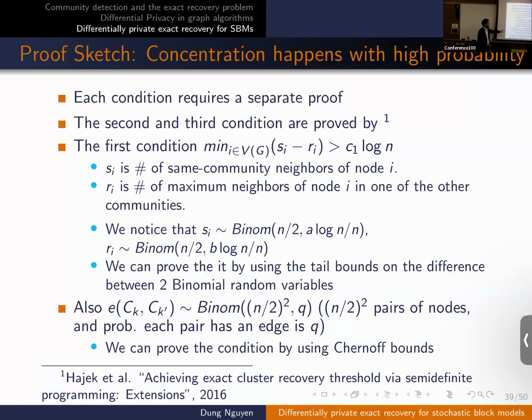Similarly, we have the quantity here, which is the number of cross-community edges between two communities. We have n over 2 squared possible edges between two communities, right? And each of them has probability q. So this one can be proved easily by using the Chernoff bound. We do this similarly for the other conditions, and using the union bound, we guarantee that the concentration of all four conditions happens with high probability.